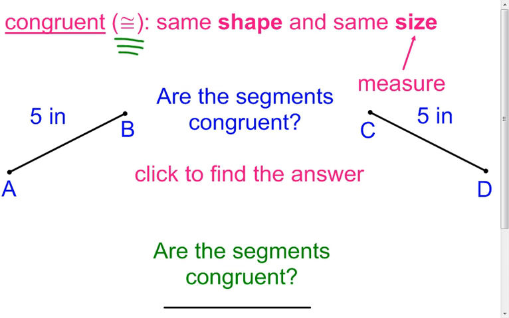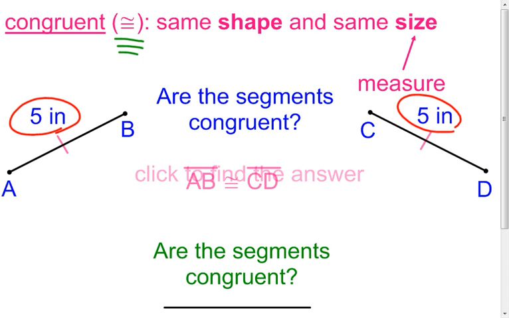Are they the same shape? Well, they're both segments, so yes. Now I don't care if one's 5 inches long and one's 50 inches long. If you were just checking to see if they're the same shape, they would be. But in this case, segment AB, segment CD, same shape. Are they the same size? Well, I notice here that segment AB is 5 inches, segment CD is 5 inches, so yeah, I'd call it the same size. They're equal in measure. So then, yes, in fact, segment AB and segment CD are congruent.